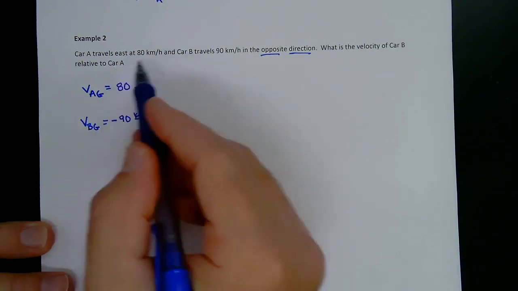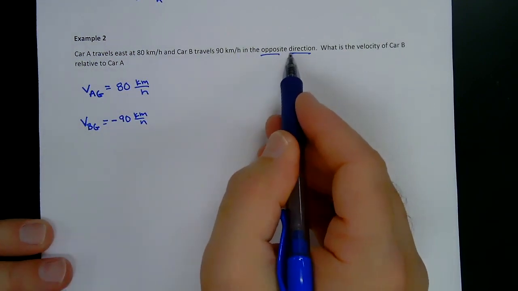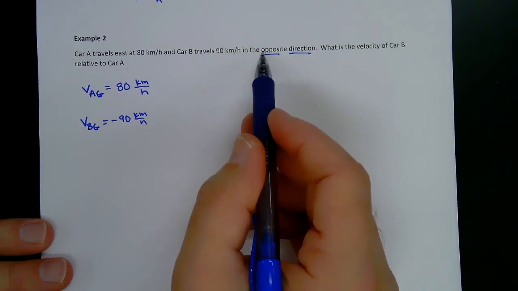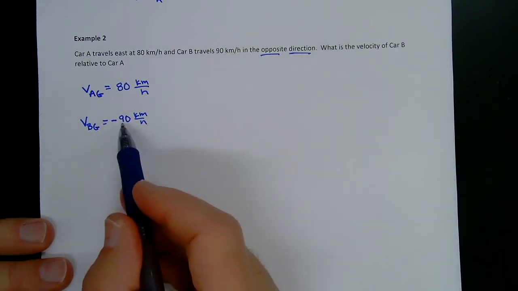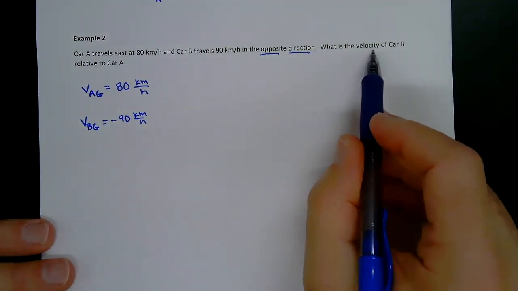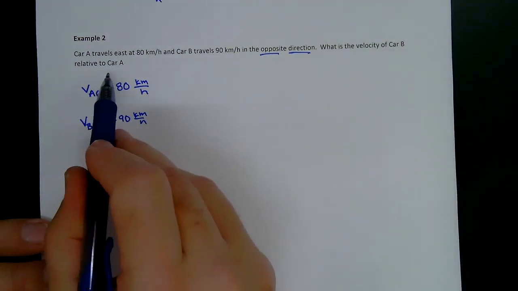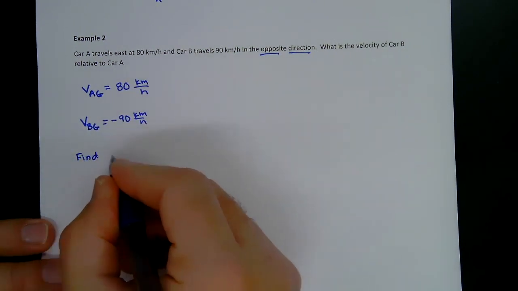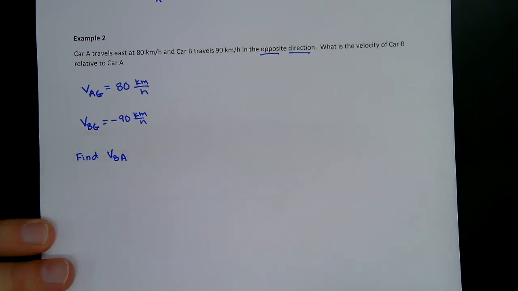If car A is going east and they're going in opposite directions, car B would have to be traveling west. That's why it has a negative velocity attached to it, okay? And once again, we want to find the velocity of car B relative to car A.